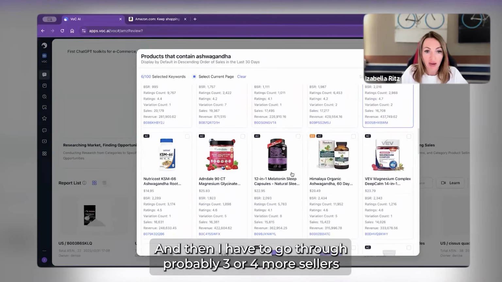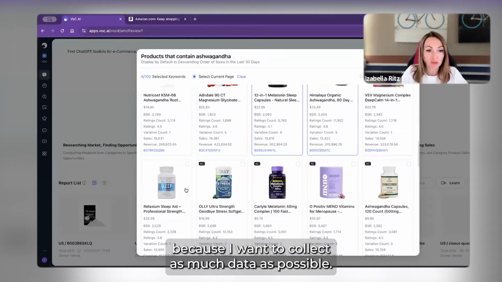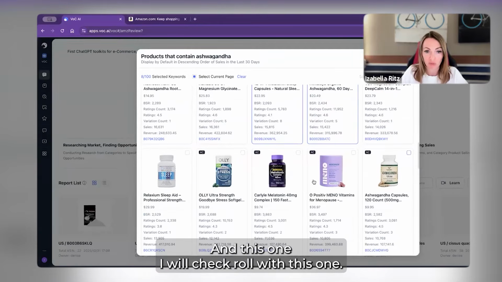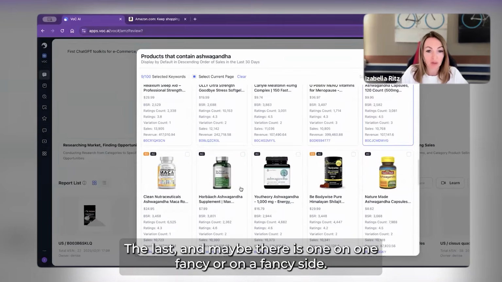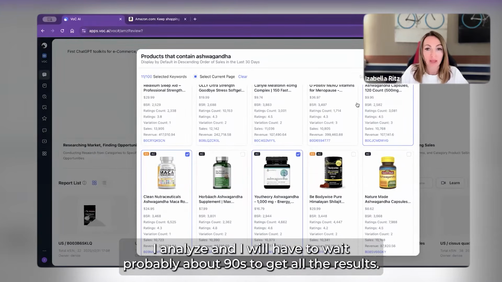Then I have to go through probably three to four more sellers because I want to collect as much data as possible. This one I will check last, and maybe there is one fancier on a fancy site. So I got those guys. Now I'm clicking AI analysis, and I will have to wait about 90 seconds to get all results.